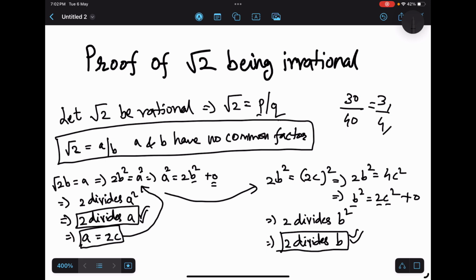So now we see that 2 divides a, and 2 also divides b, which means a and b have a common factor, which is 2. But we had assumed that a and b have no common factor. So there is a contradiction. Why did this contradiction arise?